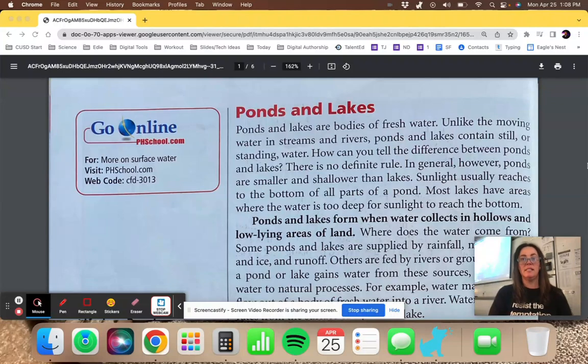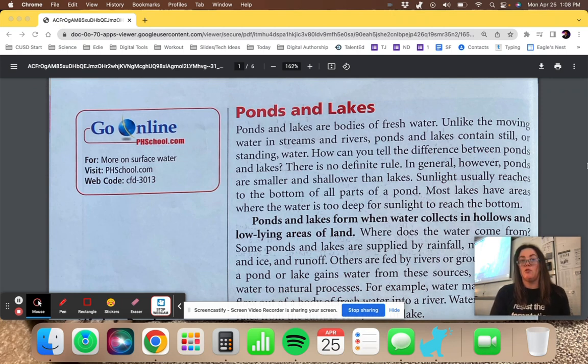Okay, this is the second part of the reading from pages 19 through 27. This is going to be pages 22 through 27, and it is surface water, and this is going to focus on still water or not moving water, so ponds and lakes. Here we go. Ponds and lakes are bodies of fresh water, like rivers. But unlike the moving waters in streams and rivers, ponds and lakes contain still or standing water.